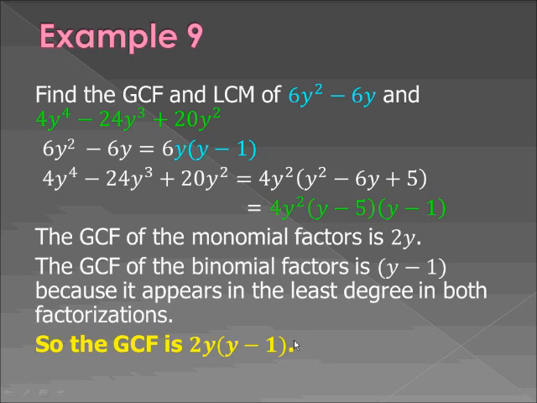So again, what you're going to do is take the monomials, look for the GCF, the same way you did back in chapter 4, section 4, and then look at the binomial factors, which is pretty simple. You're basically looking for things that match, and again, you're going to take the least degree.